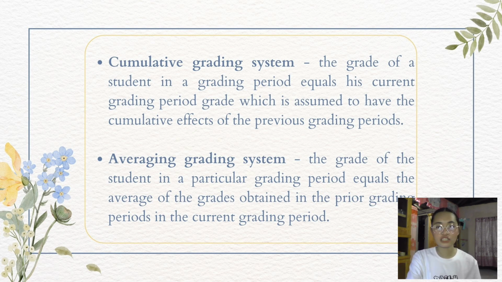The second one, the averaging grading system, in which the grade of the student in a particular grading period equals the average of the grades obtained in the prior grading periods and the current grading period. Unweighted averaging simply adds up the scores from all assessments and divides them by the total number of assessments. Weighted averaging gives different assignments or exams different weights, such as projects being more heavily weighted than quizzes. Each component's weight is determined and the weighted average is calculated based on these weights.